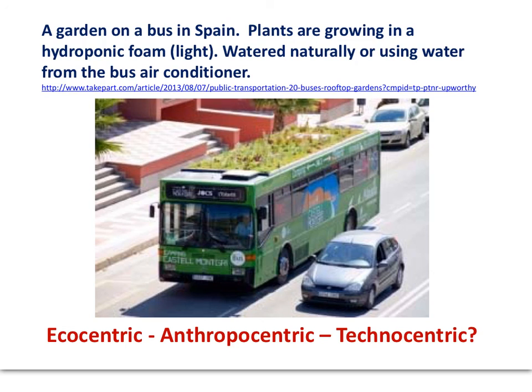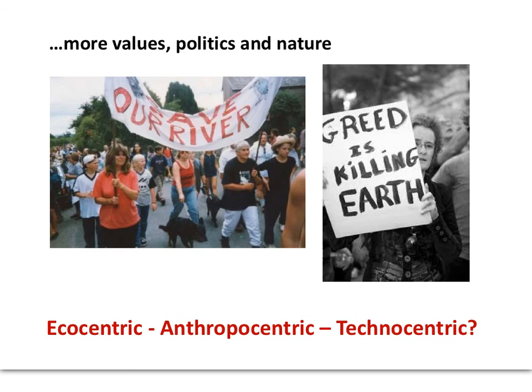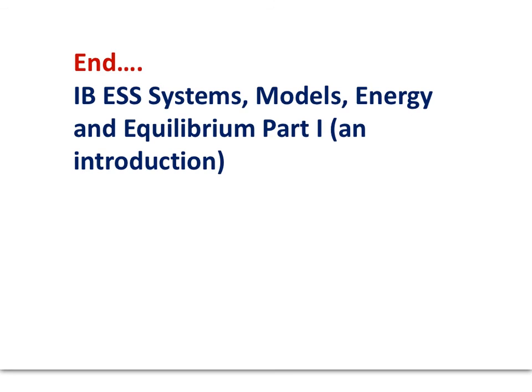But here's an interesting technological solution to urbanization. And ecocentrism may not involve nature directly when people protest in urban areas. Is this protest ecocentric or anthropocentric? And if we used Twitter or Facebook to protest, would that be technocentric? And that brings us to the end of IB ESS Systems, Models, Energy and Equilibrium Part 1, an introduction.